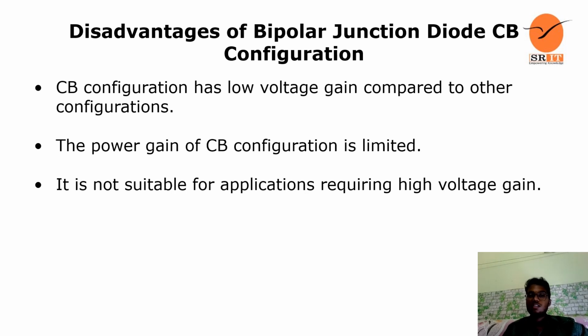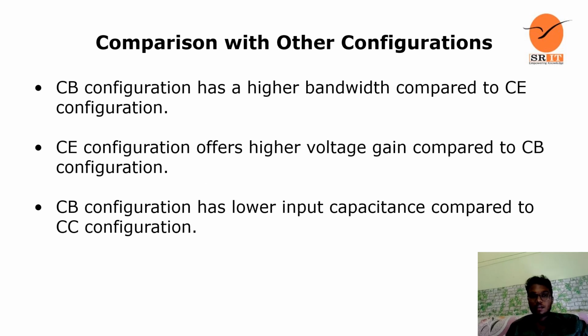Coming to the disadvantages, CB configuration has low voltage gain compared to other configurations. In the sense, it cannot accept more voltage as input current. And the power gain of CB configuration is limited. That is what we have discussed so far. And it is not suitable for applications requiring high voltage gain.